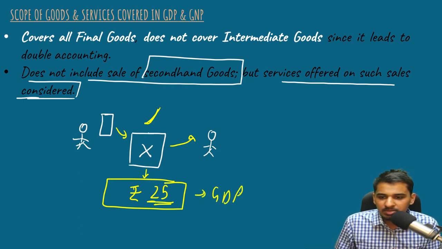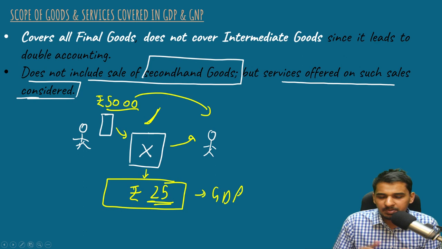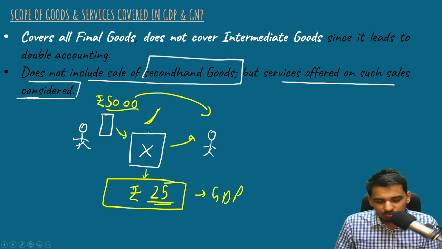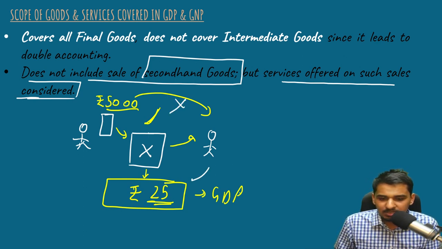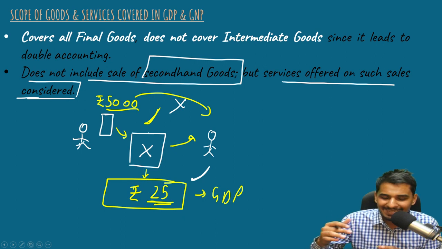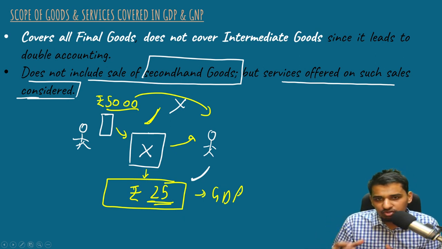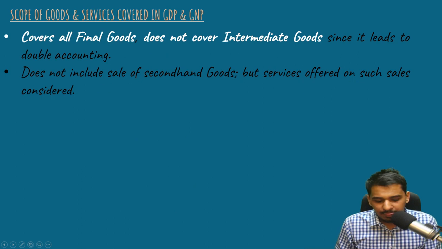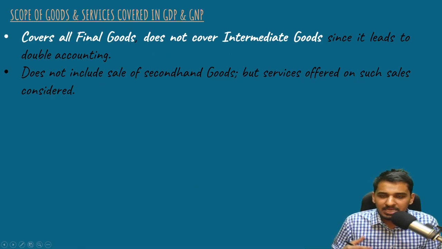But suppose this mobile phone, a second-hand mobile phone, is getting sold for 5,000, and he's selling this to this person. This will not be included. Please remember this. But this rupees 25 that this platform X is charging is part of the GDP. So second-hand goods are not included, but the services offered on such sales are considered. Very important concept.